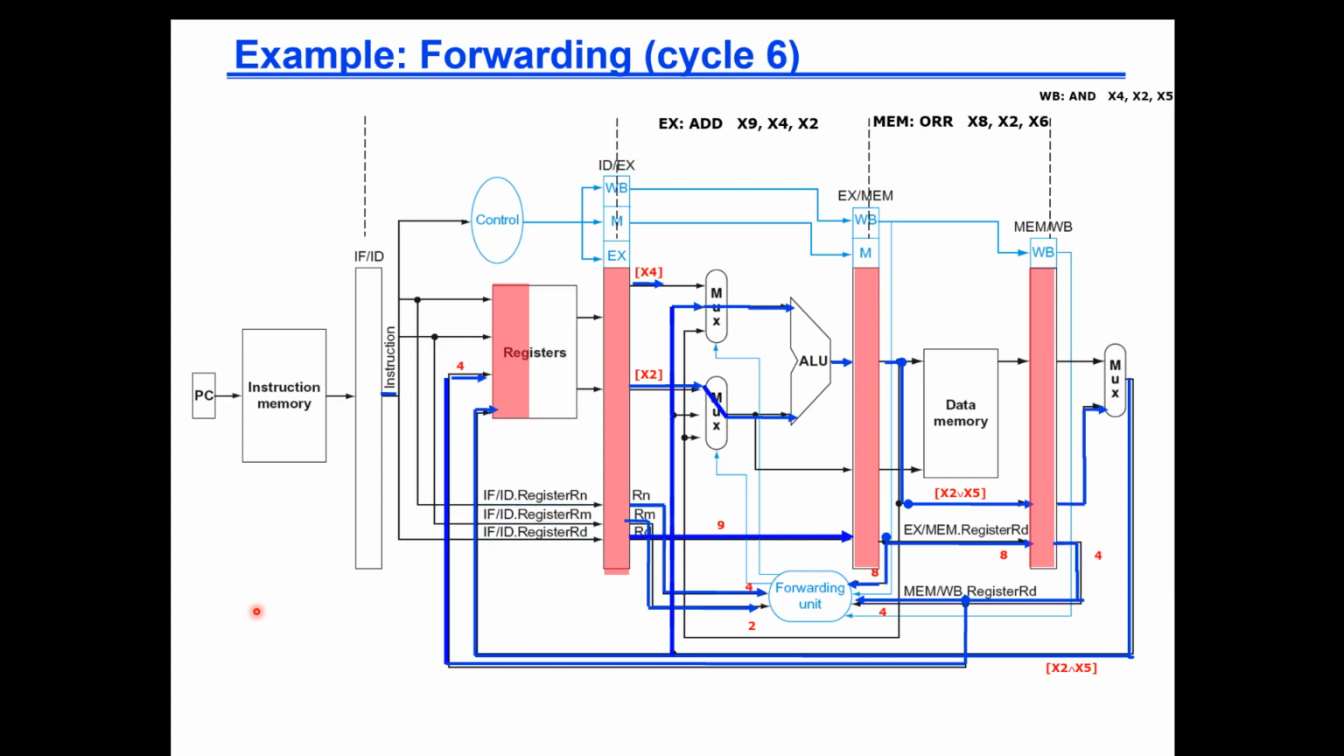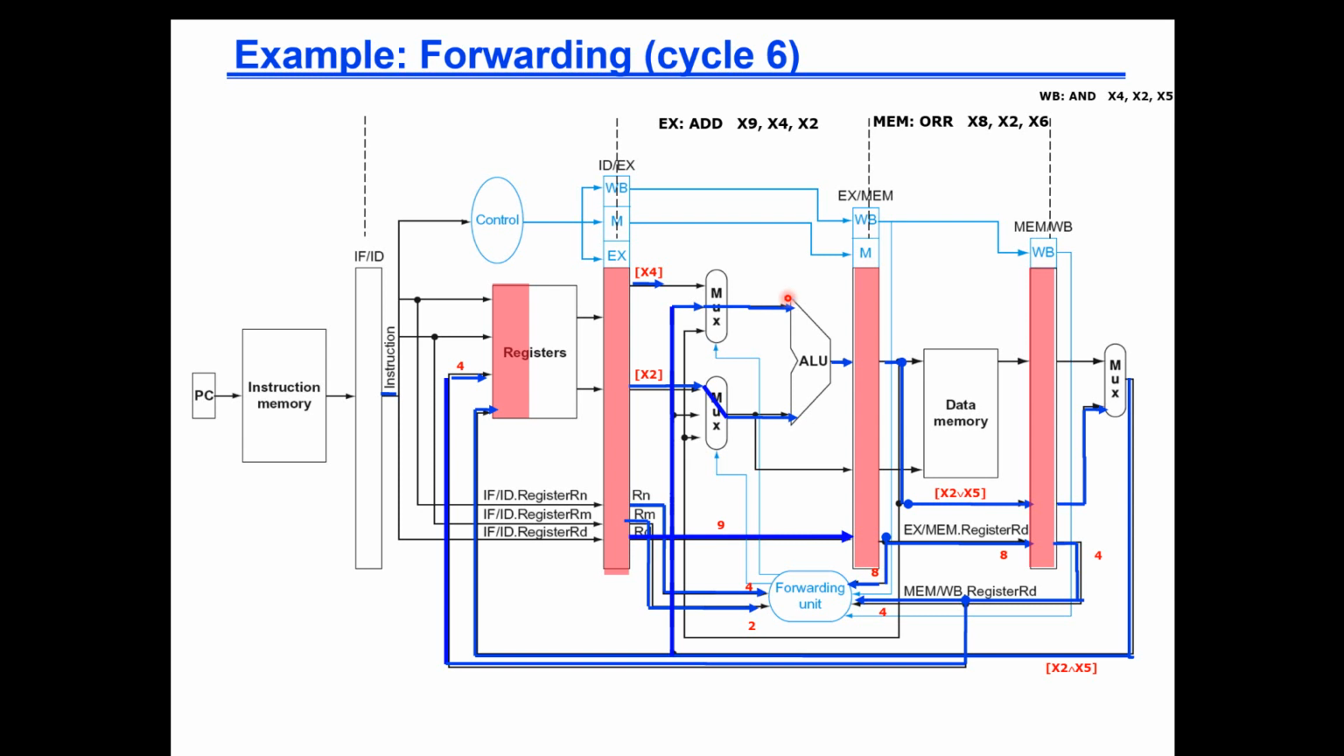And because of that, we do grab the right value of register 2 for this instruction over here. But register 4 over here from this instruction did introduce a hazard to this instruction because register 4 is being used over here. So now it has to be forwarded into the ALU.